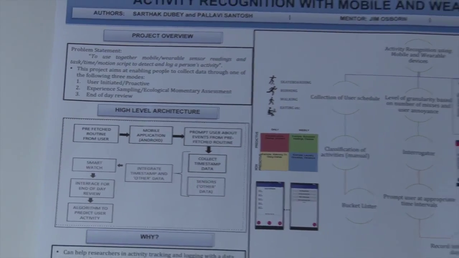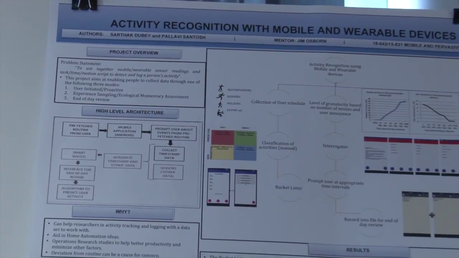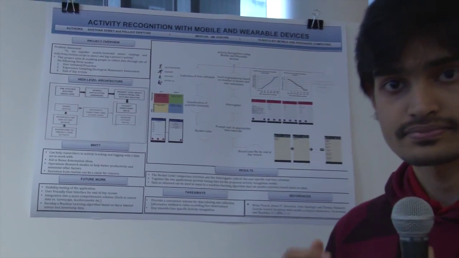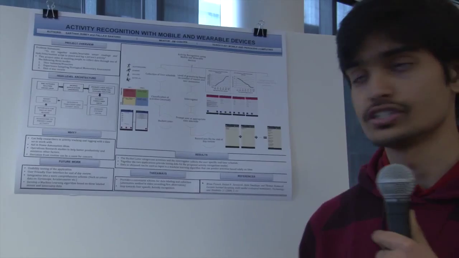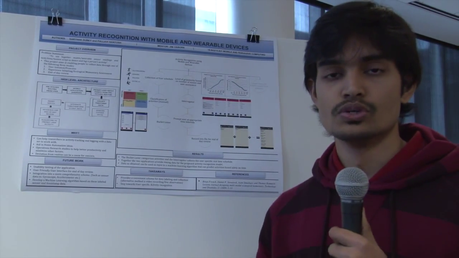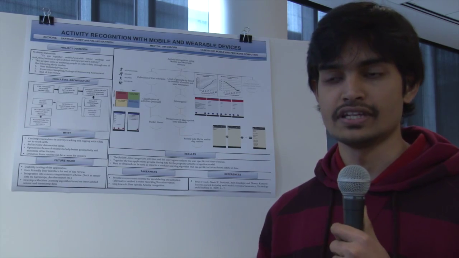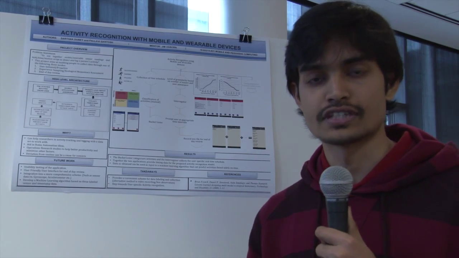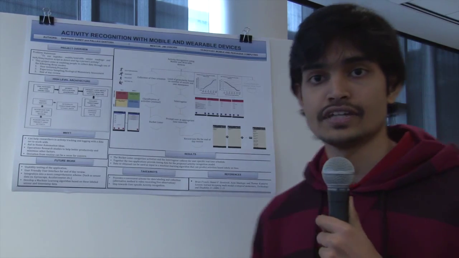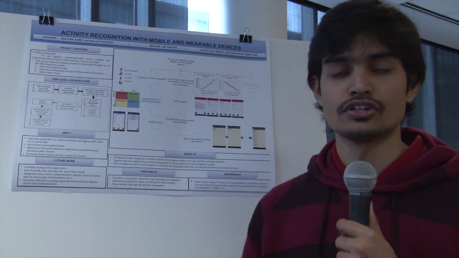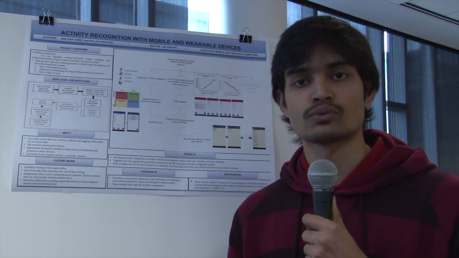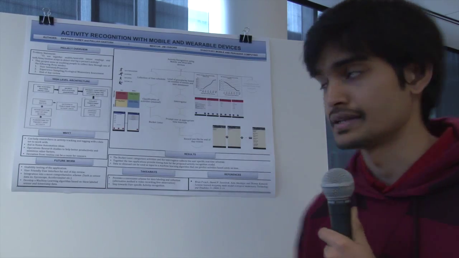First is a user-initiated or proactive process, where you collect data from a user's daily activity routine. The second is experience sampling, or ecological momentary assessment, which is basically prompting the user every specific interval of time and asking them what they did at that time. Then there is the end of day review, where at the end of the day you review what you have done throughout the day, fill in the blanks you missed, or correct whatever unwanted data was added.